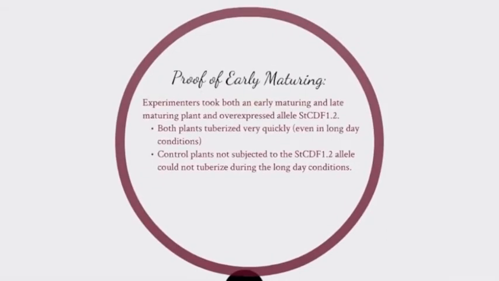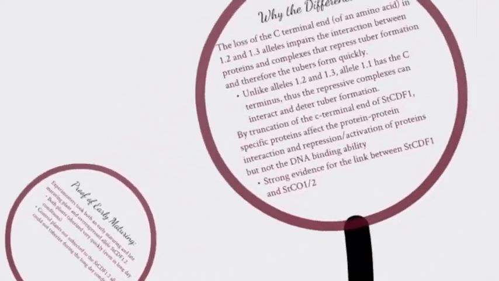To demonstrate proof of early maturing, the experimenters took both an early maturing and late maturing plant and overexpressed the allele STCDF1.2. In this scenario, both plants tuberized very quickly, even in the long day conditions. The control plants not subjected to the STCDF1.2 allele could not tuberize during the long day conditions.